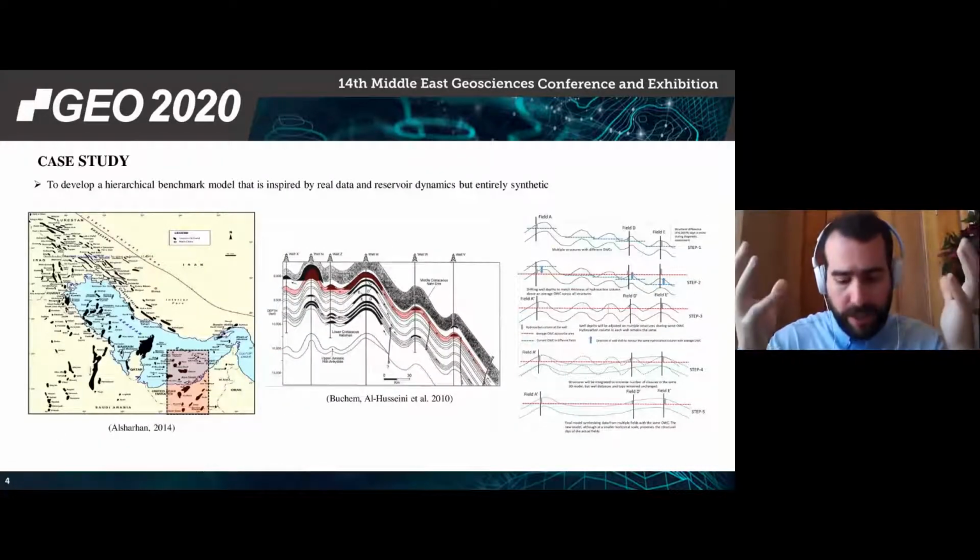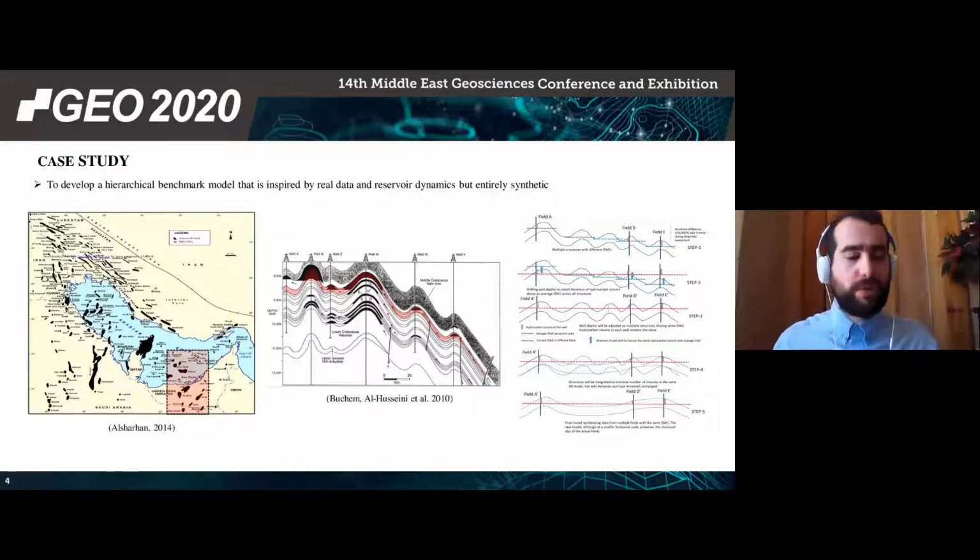So where was I going to get inspired to build such a reservoir benchmarking case study? Because I wanted it to be inspired by real data and reservoir dynamics, but entirely synthetic, so that we could release this as an open source release. So having worked, lived, and studied in the United Arab Emirates for over 12 years, it felt appropriate that I continue studying the carbonate reservoirs of the region. On the left-hand side is an image of the oil fields in the Middle Eastern region, and highlighted in red is the area of interest, which is the United Arab Emirates. And here I'm focusing on the Bab Basin.